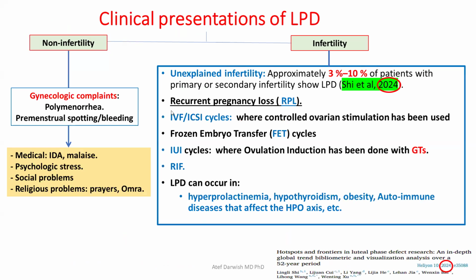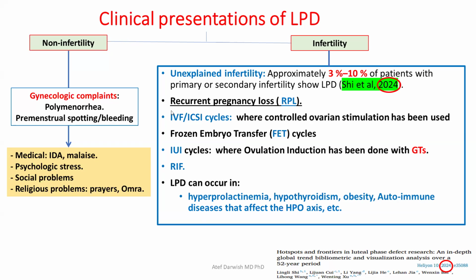Now we have a patient in our clinic. How to expect that this patient has luteal phase deficiency? We can categorize our patients into two groups, either non-infertility or infertility. Non-infertility is a good bulk of our patients in the clinics, including patients with polymenorrhea, premenstrual spotting, premenstrual bleeding, and this has a bad effect on the lifestyle of the patient, including psychological stress, social problems, religious problems, medical problems, and even sometimes you may have iron deficiency anemia, general malaise, and weakness.